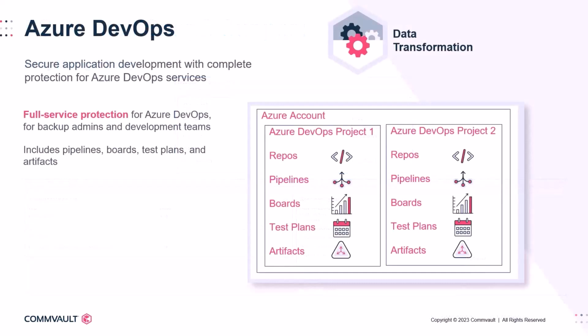And finally, we're adding secure application development with complete protection for Azure DevOps services. This includes full service protection for Azure DevOps for backup admins and development teams, and includes pipelines, boards, test plans, and artifacts. Azure DevOps Backup is a differentiator. None of our competitors protect this workload. Make sure to ask our customers about how they are protecting these workloads, as it will help us to stand out against the other Azure backup options.